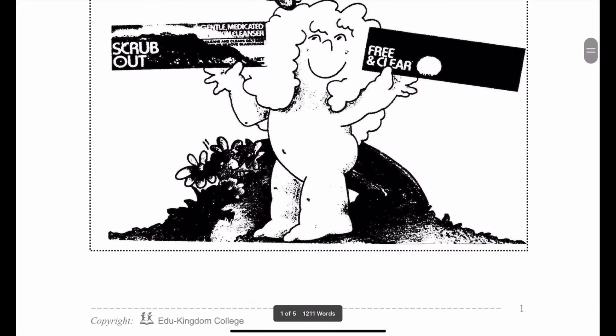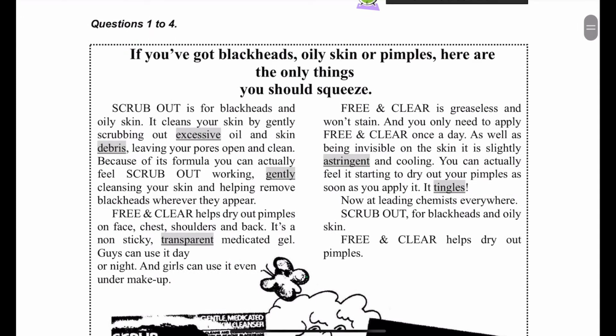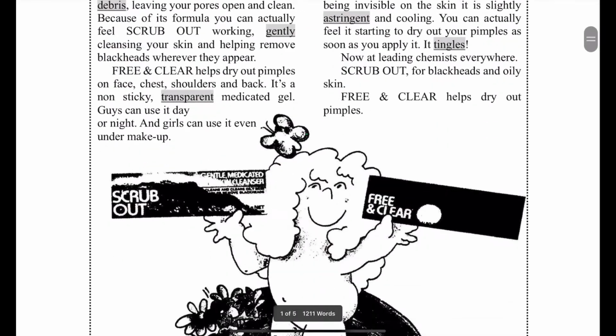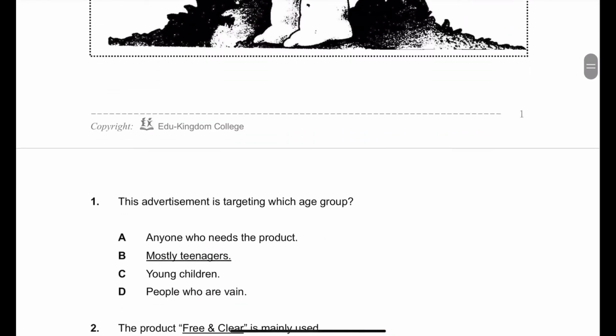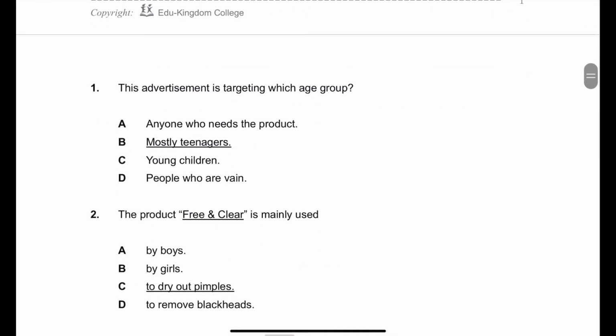So, very quickly, the product we have here is called Scrub Out. Okay. So let's just keep that in mind as we answer these questions. So number 1, this advertisement is targeting which age group? Okay. So we have anyone who needs a product, mostly teenagers and young children, and people who are vain. We can also read the question, which is something that we should be doing immediately. It says age group, right?